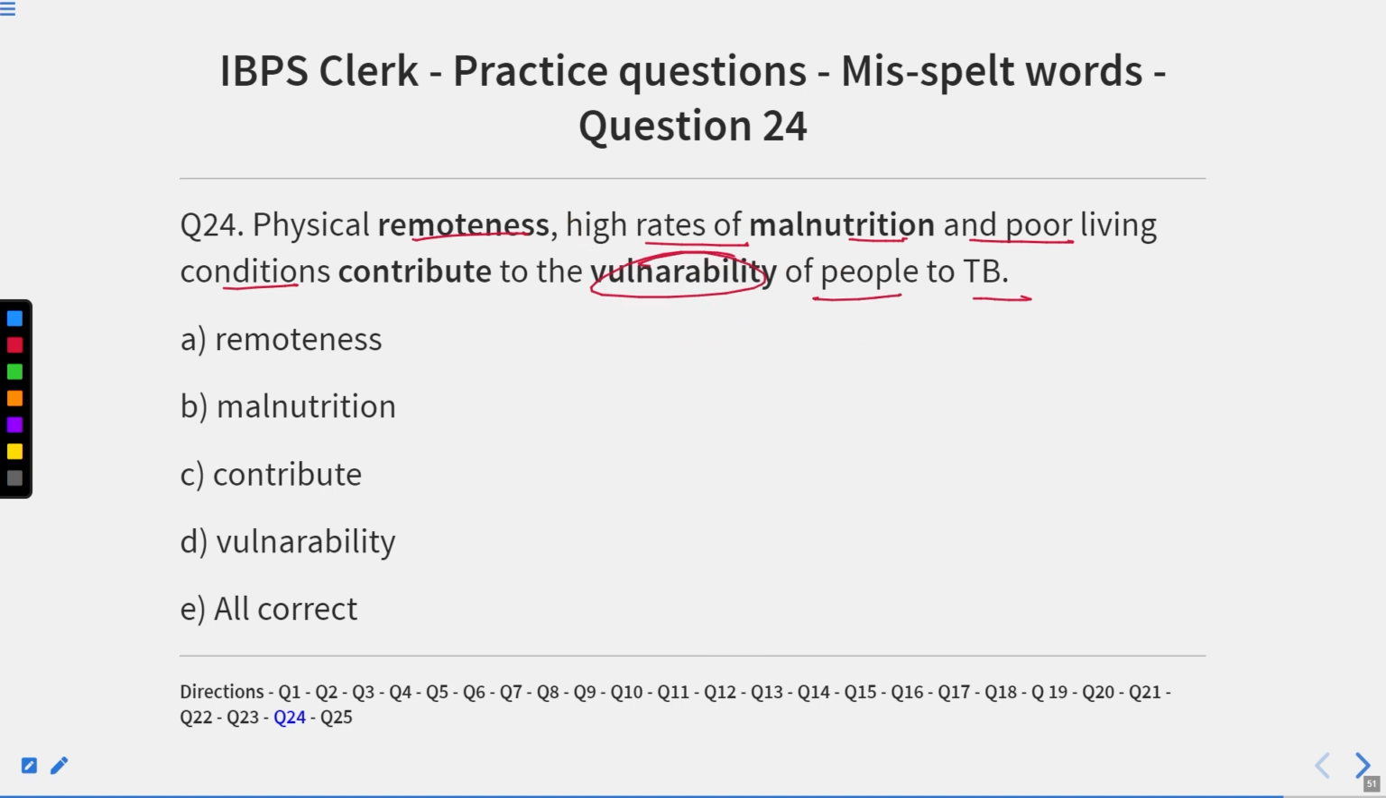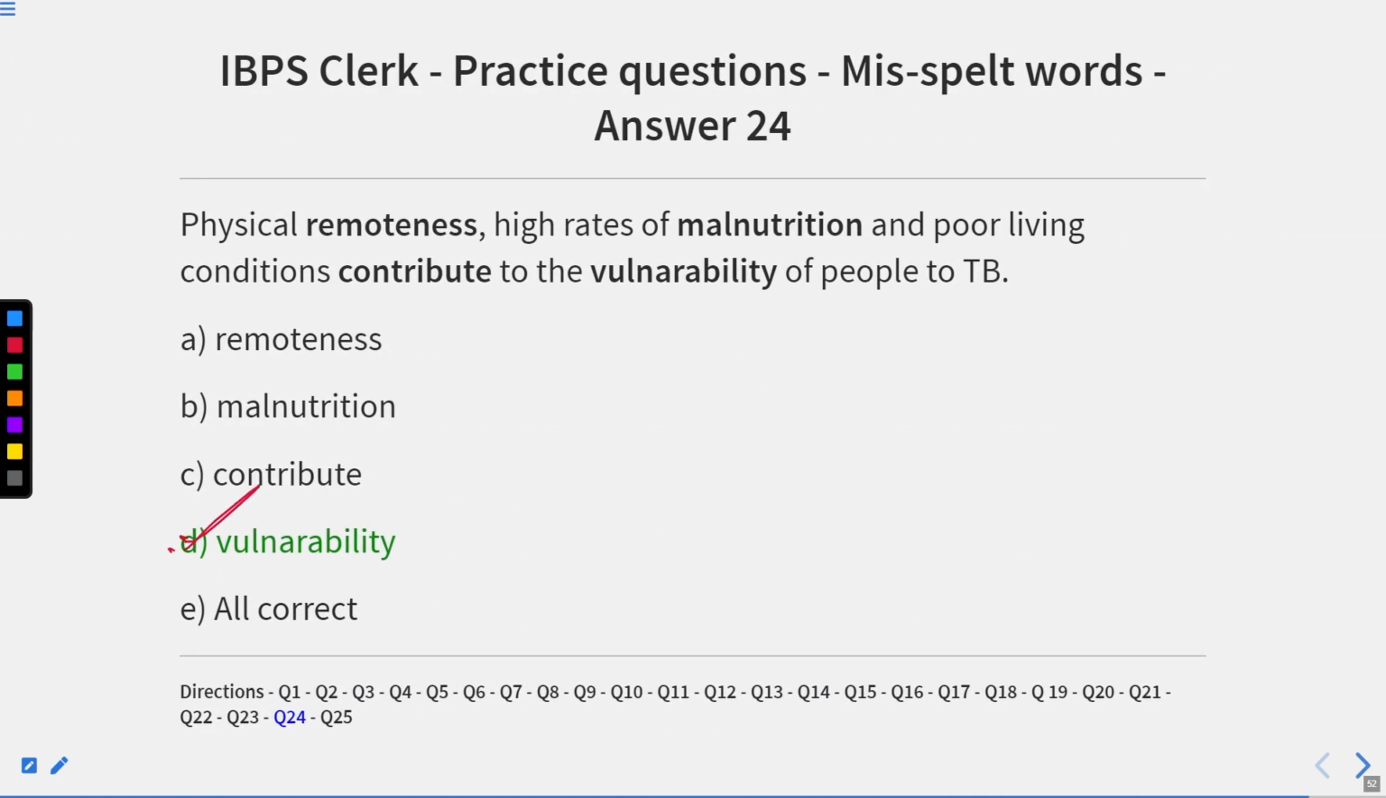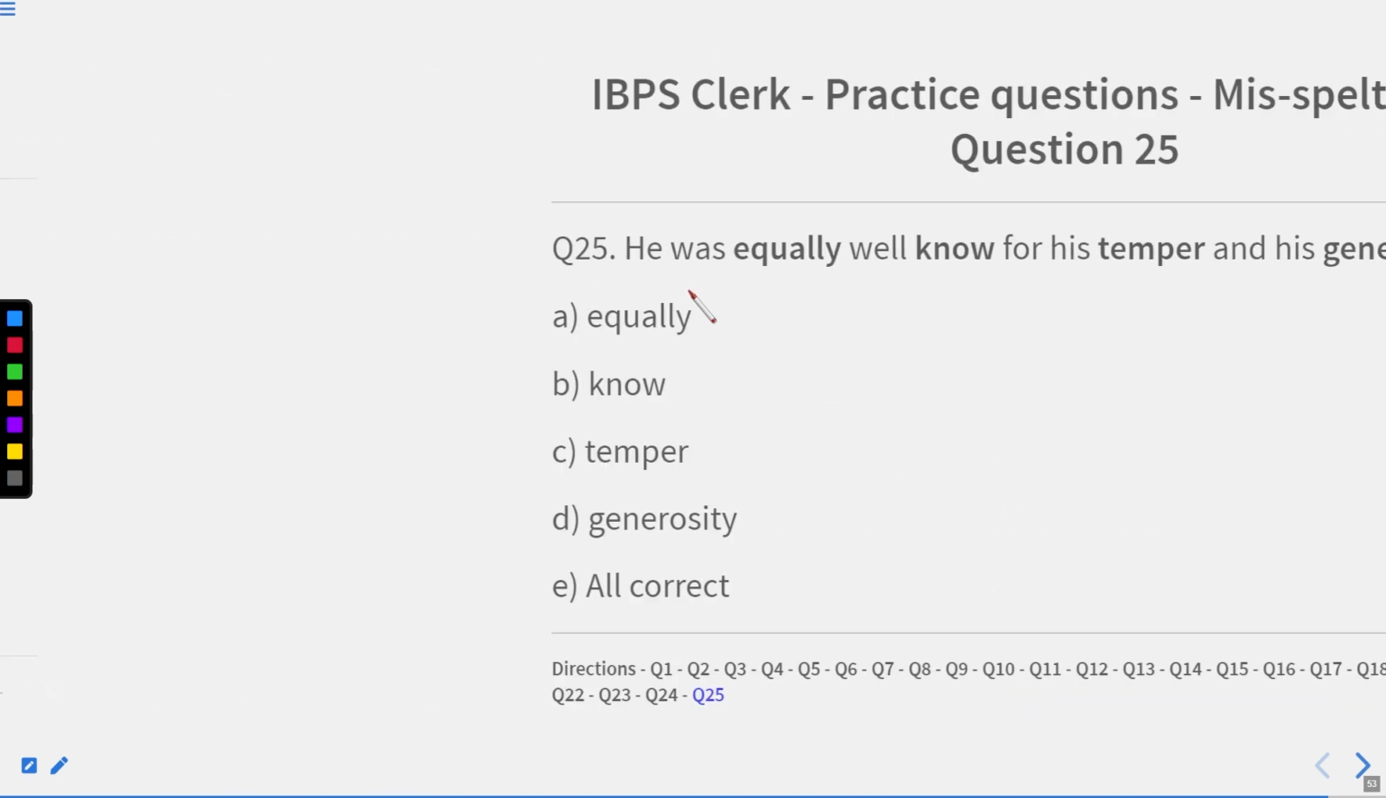So vulnerability, spelling of this is incorrect. It should be vulnerability. So the correct answer is D, because the spelling of vulnerability is incorrect over here. So our answer is D.